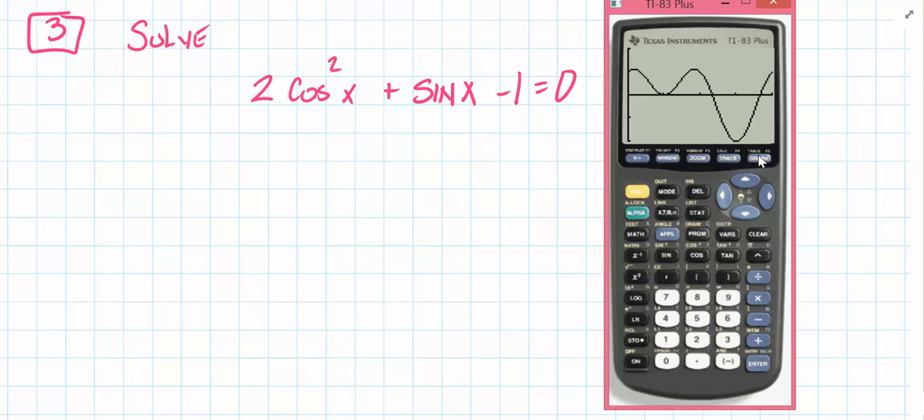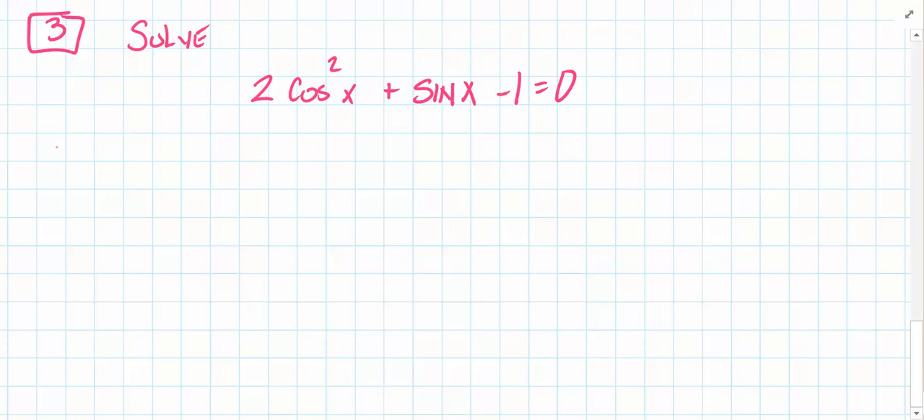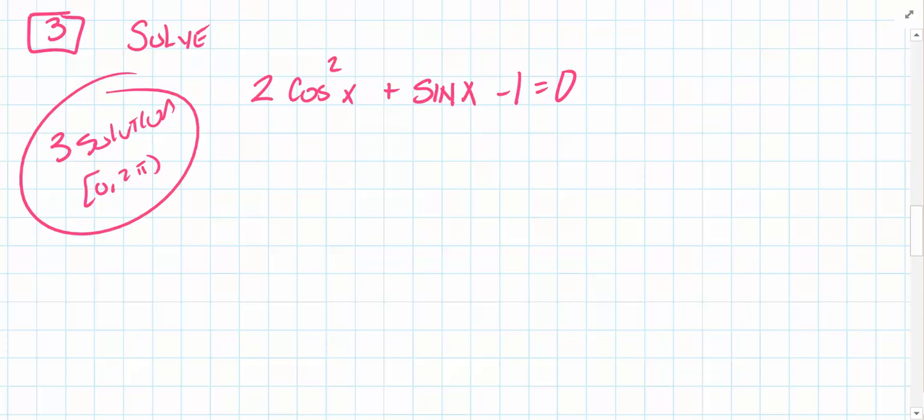Why are we finding the solutions again? That's what we're being asked to do. Solve it. So, how many are we looking for, you guys? 3. I'm looking for 1, 2, 3. Yep, I'm looking for 3 solutions again. We're looking for 3 solutions on the interval from 0 to 2 pi. That's what we're looking for.